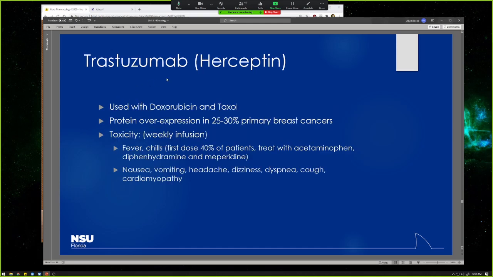And you can use these drugs in addition and in conjunction with some of the older school drugs we were talking about. So here's an example of using it with doxorubicin plus Taxol. By using these together, again, you get better synergy and can overcome some resistance here. Again, toxicity, very similar with all of these as we mentioned.